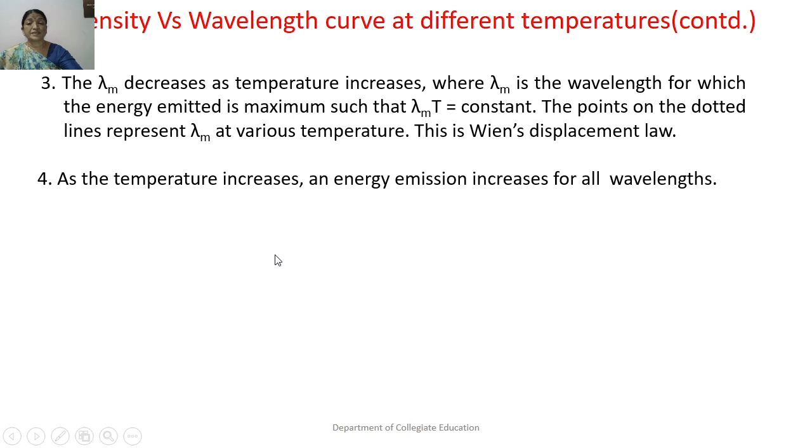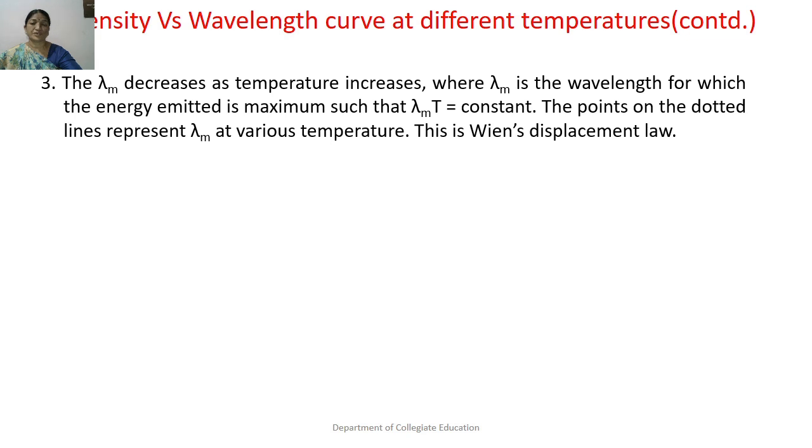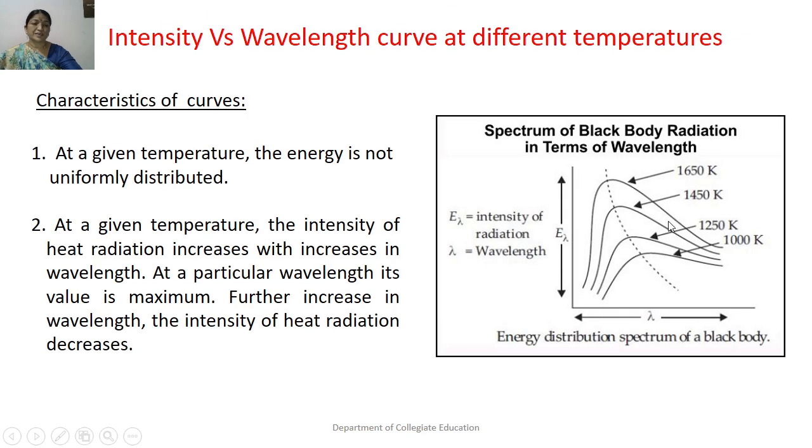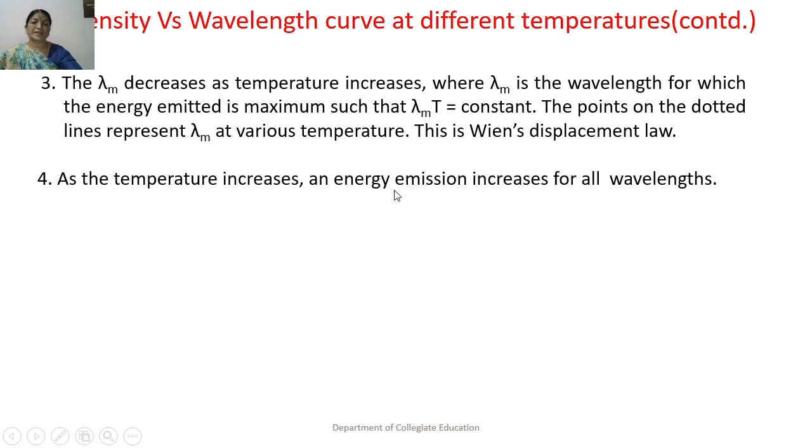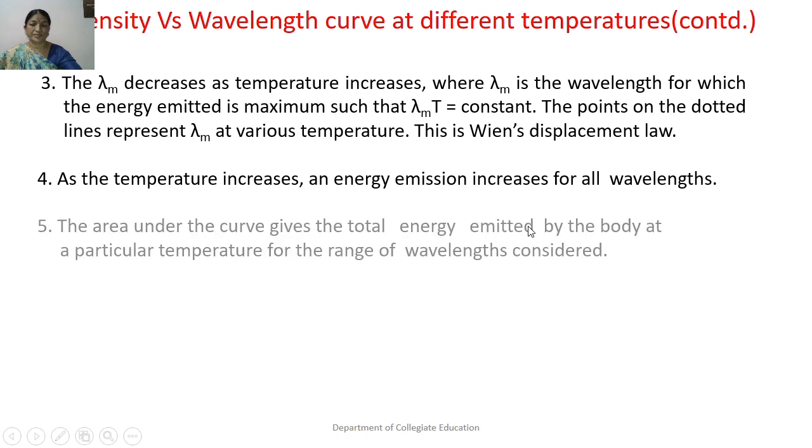As the temperature increases, the energy emission increases for all wavelengths. You can see that, for example, assume this is the value of lambda. For 1000 Kelvin the point is here, but for the next curve, for which the temperature is 1250, the value of the energy emitted is larger compared to the previous one, isn't it? So this implies that as the temperature increases, the energy emission increases for all wavelengths.